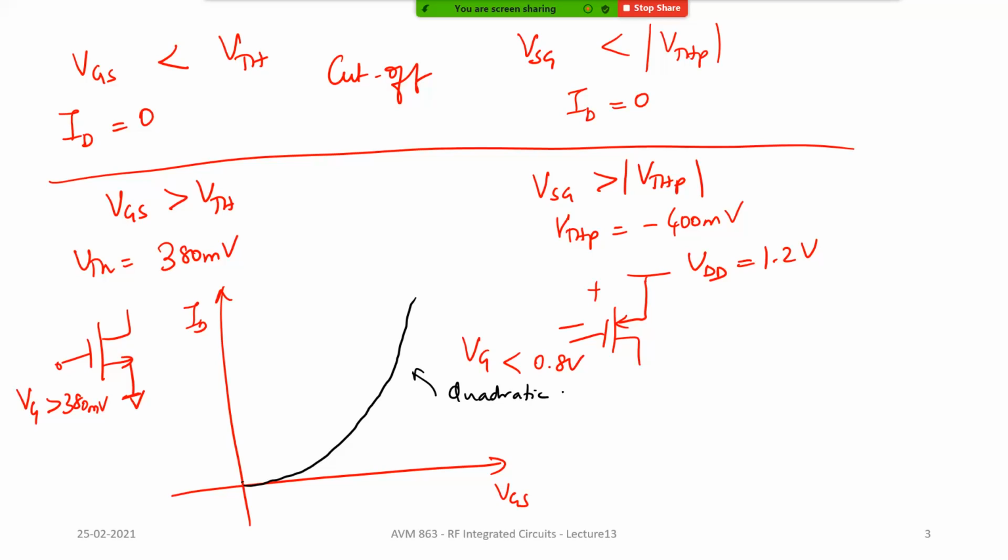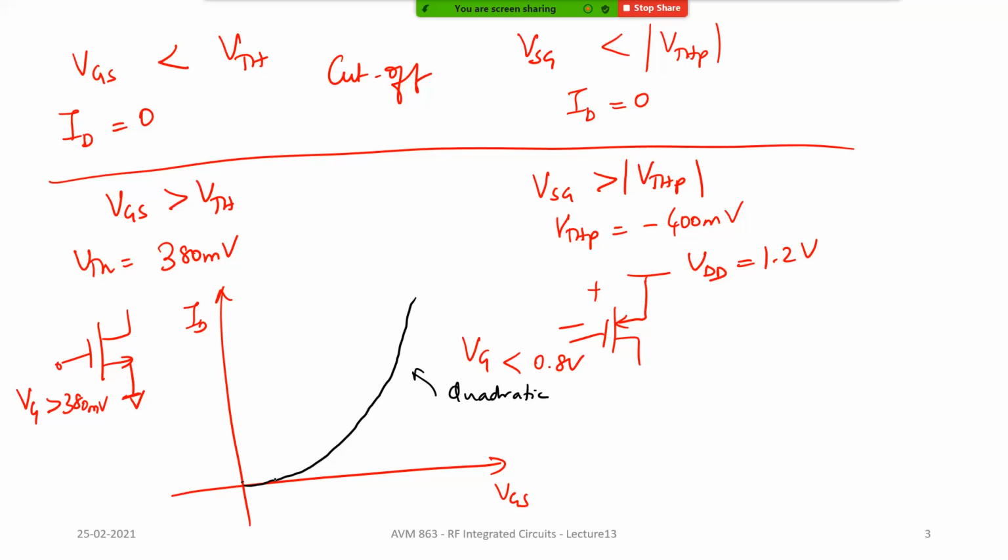For a BJT or a diode, you have e to the power of VBE by VT for a BJT, VD by VT for a diode. But here you do not have e to the power of VGS. The device behavior in this region is given as ID is equal to mu n Cox W over L. There are two regions of operation, so let me come to that, then I will write the equation. Just let's take it as being quadratic behavior.